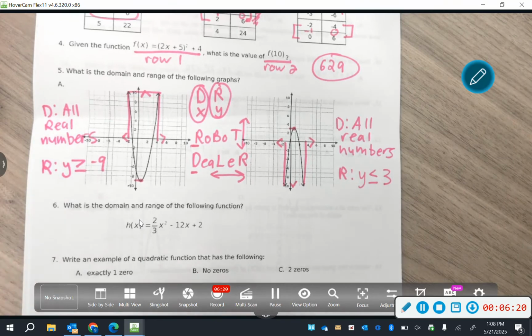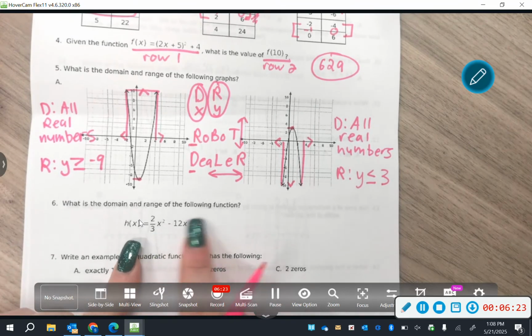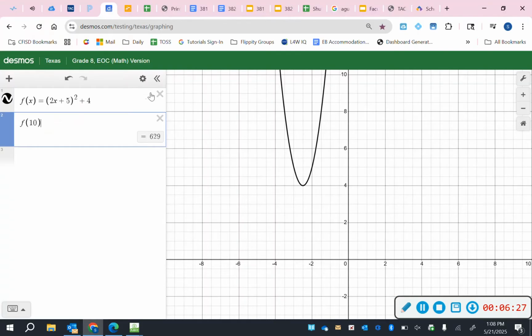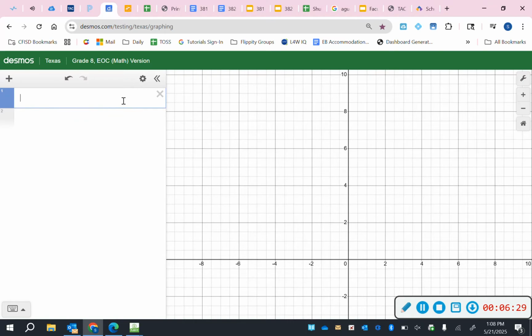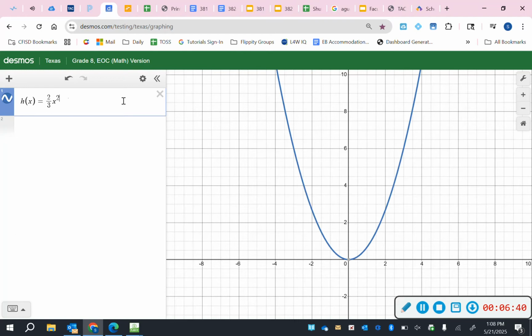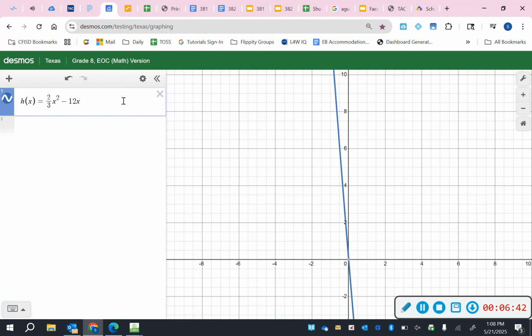All right, same thing. It's asking us for domain and range. The only thing that's different is they gave us an equation this time. So I have to go and plug that equation into my calculator. They said h of x equals 2/3 (x squared minus 12x plus 2).